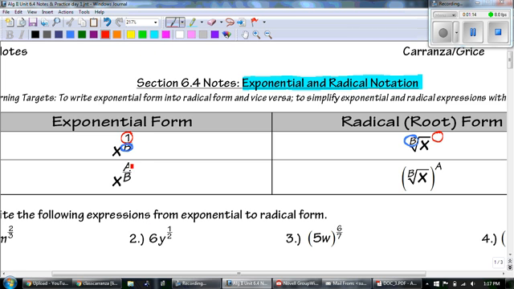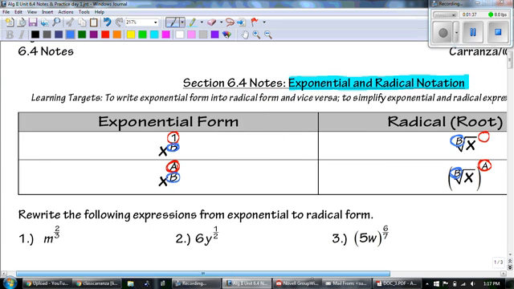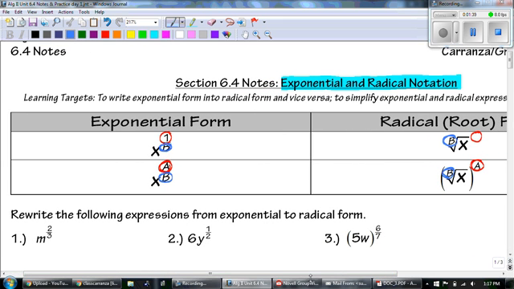Now, when we have more information, the top number, the numerator, is our power, and the bottom, the b, goes with the root, okay? So I know that might look really, really weird, but trust me, we're gonna get through this together, okay? So our first directions are saying to rewrite the following expressions from exponential to radical form.